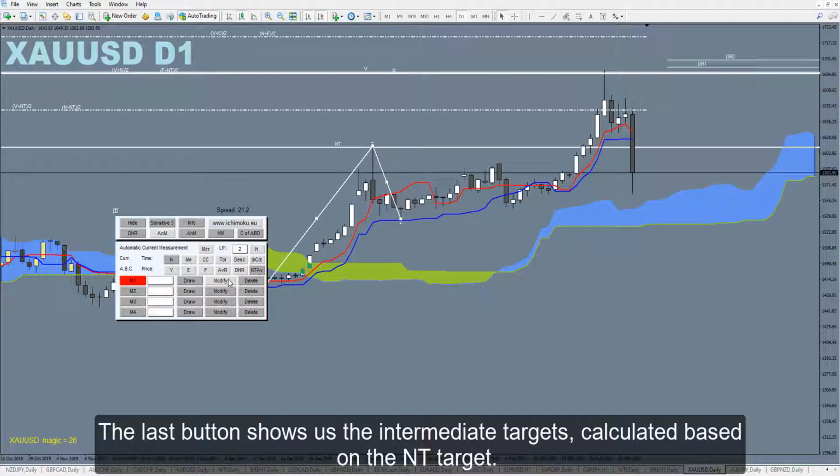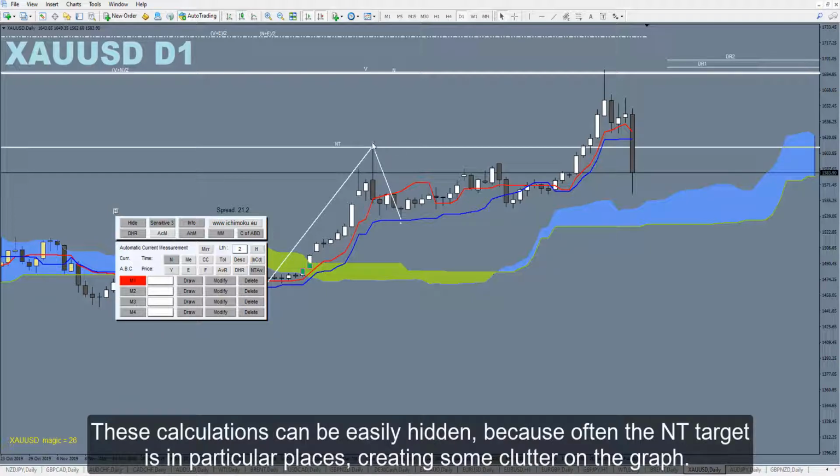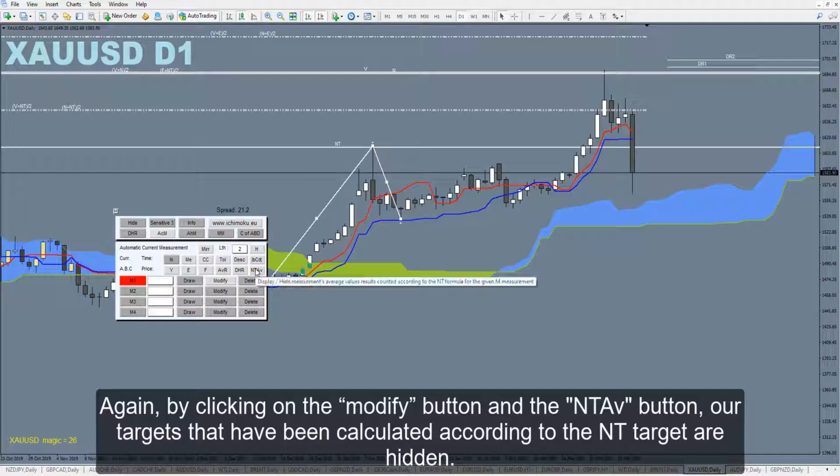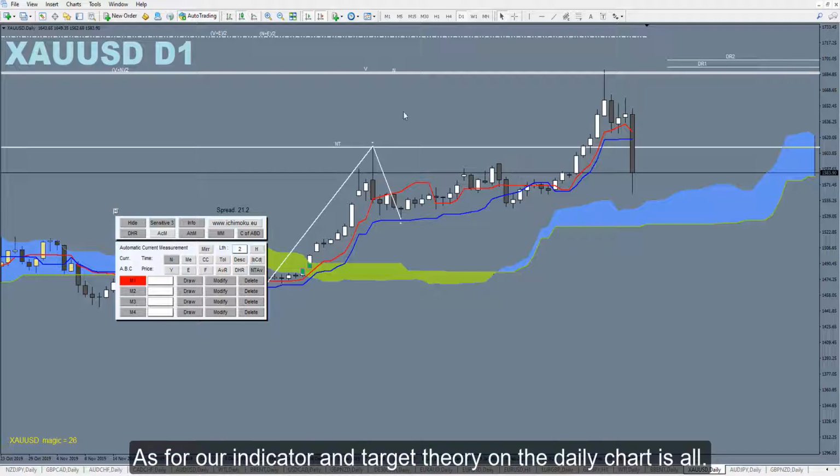Again, we repeat the same operation, and these calculations are visible. The last button shows us the intermediate targets, calculated based on the NT target. These calculations can be easily hidden because often the NT target is in particular places, creating some clutter on the graph. Again, by clicking on the modify button and then TAF button, our targets that have been calculated according to the NT target are hidden. As for our indicator and target theory on the daily chart is all.